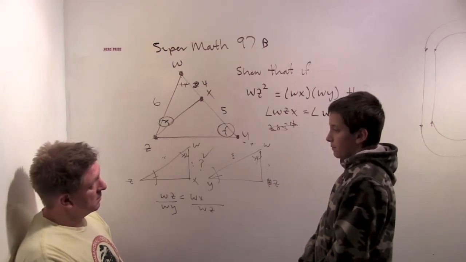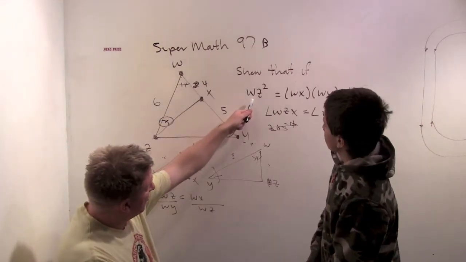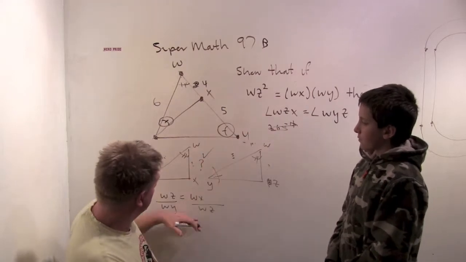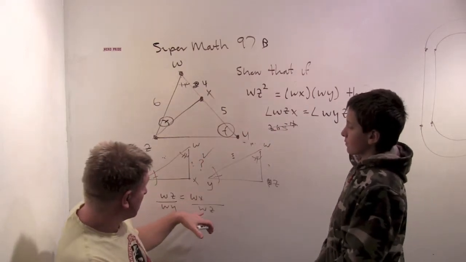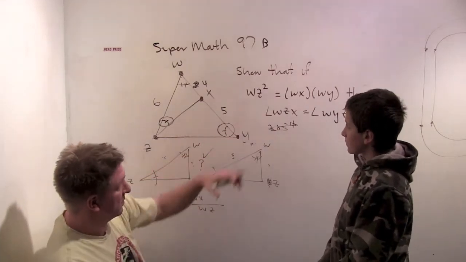Make sense? Yep. Okay. So that trick of turning a square equaling a product into two ratios, which is just cross-multiplying, right? It's sort of uncross-multiplying.